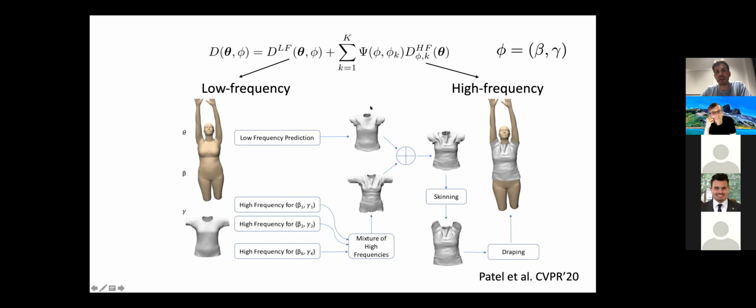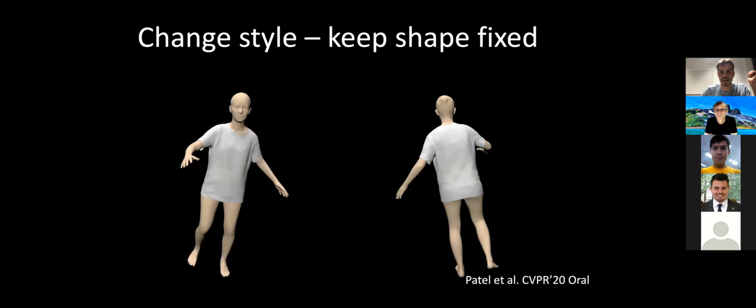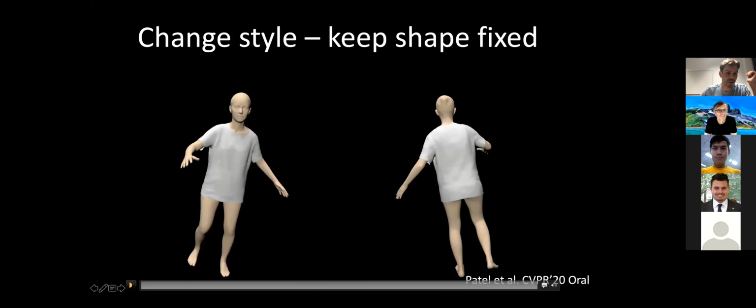So basically you predict the low frequency first, and then you predict the high frequencies with a mixture model, making sure that these kernels, the ones that tell you the contribution of each mixture, are very narrow, because if they are very wide, you're going to average out all the wrinkles again. So this is basically the trick. And let me show you the results.